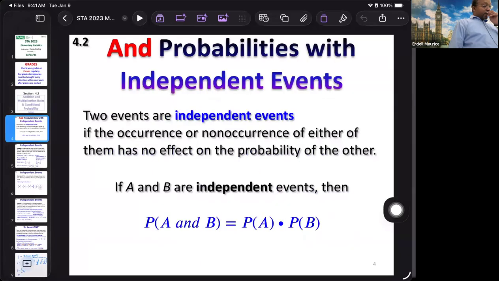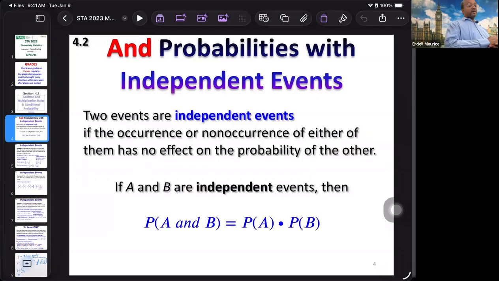When two events occur at the same time, we use the word "and." What's the probability that the Seahawks win the Super Bowl and get an interception? The two things have to happen at the same time, not simply that they win the Super Bowl or that they get an interception. Both things are occurring in the same event. That's why I'm using the word "and" here.